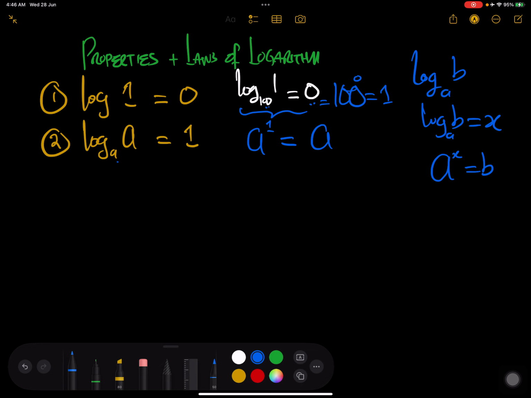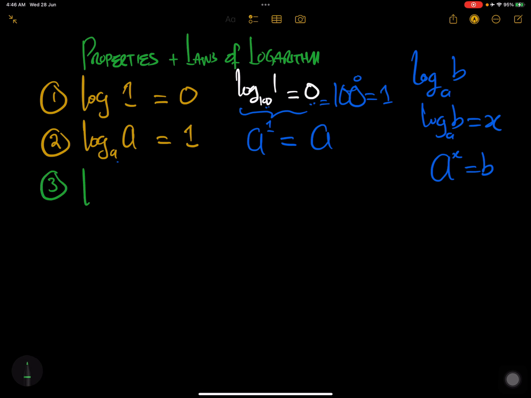And then the third property is the law. It says that if you have log of AB, now remember, there's no base written. That means you're working in base 10. Don't forget that. Log of AB is equal to log A plus log B. Please, we are not saying that it is log A times log B. We say the log of A and B.